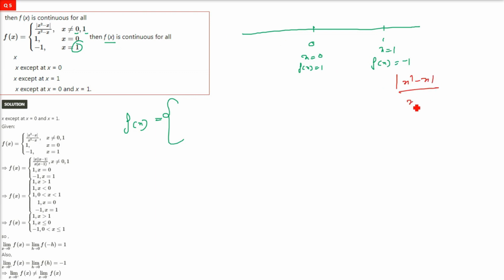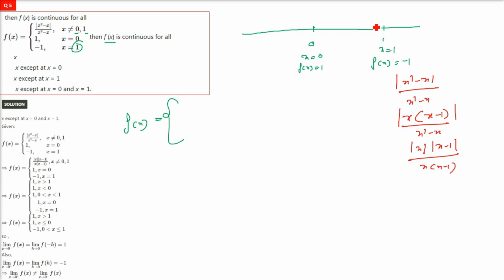So this is mod(x square minus x) by (x square minus x). You can always write this x square minus x as x into (x minus 1). Denominator also you can write x square minus x as x into (x minus 1). But modulus is in the numerator, so you can separate the modulus also. This can be written as mod x multiplied by mod (x minus 1) divided by x into (x minus 1). Okay. So you have to really concentrate on the modulus.